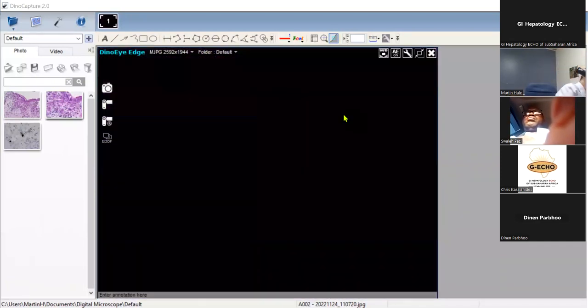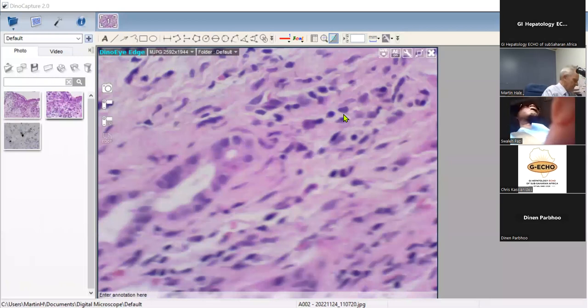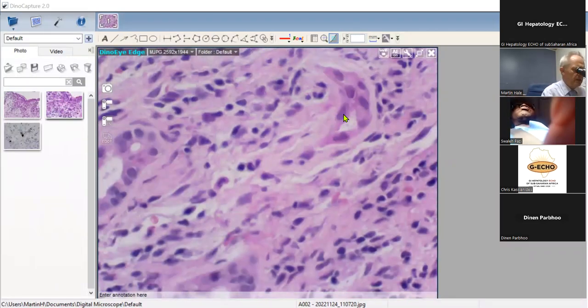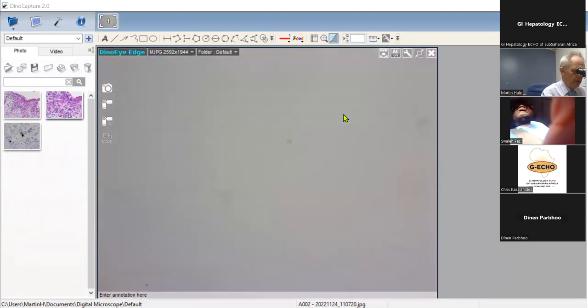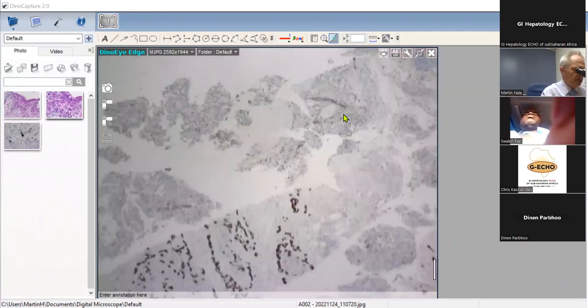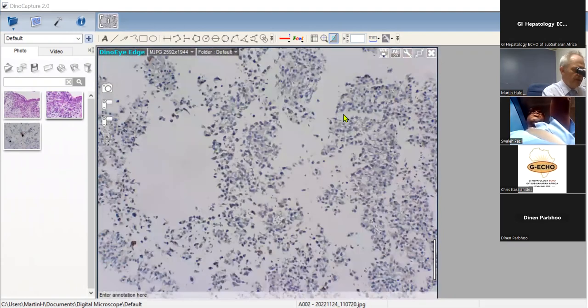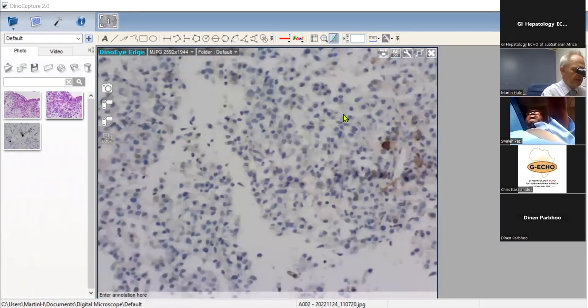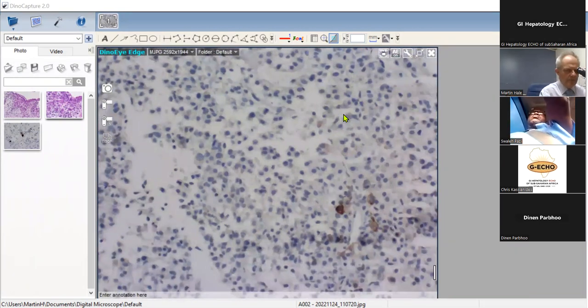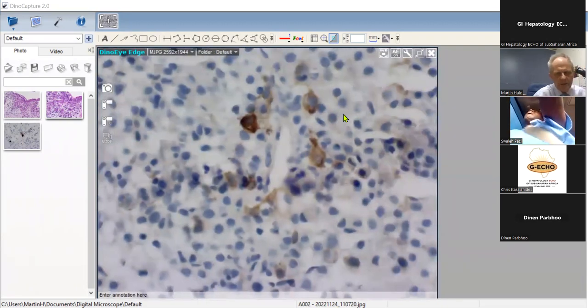So now what we're going to do is we'll look at the CK7. And the CK7, cytokeratin 7, is a marker of biliary proliferation and biliary differentiation. So these are those areas there. And you can see, for example, that we've got tumor here. So this is going back to the original portion of the tumor. And if you look at this here, you can see that there are cells that are exhibiting cytokeratin 7 positivity.